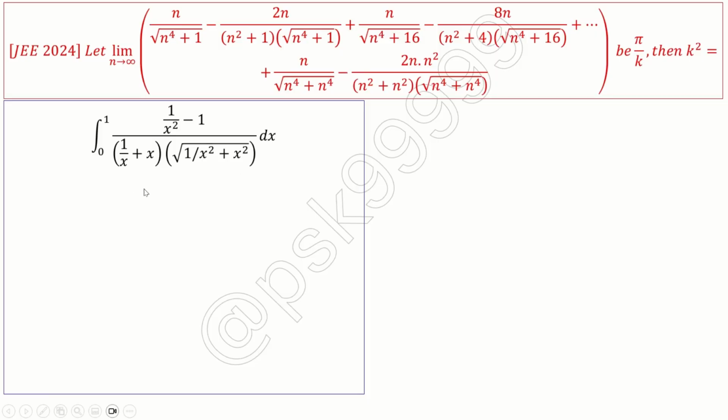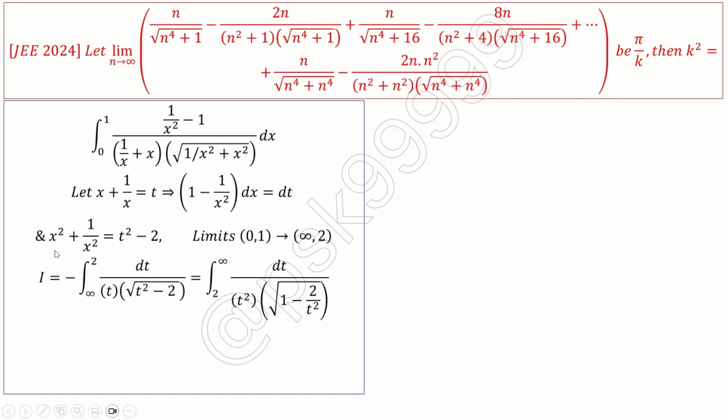Now this is what we got. Now if I take x plus 1 by x as t, then 1 minus 1 by x square dx is dt, which is just negative of this value. So this will be negative, that's all. And x square plus 1 by x square is nothing but t square minus 2, and limits will change, so you substitute the values, 0 to 1 will become infinity to 2.